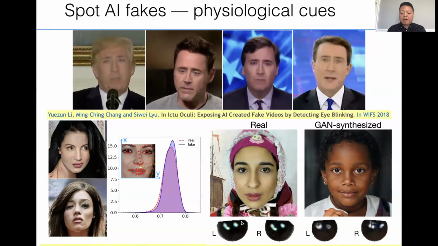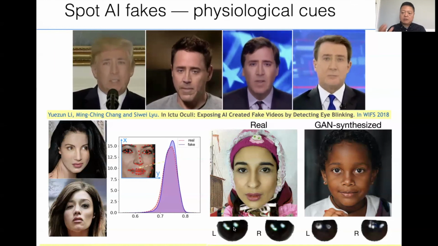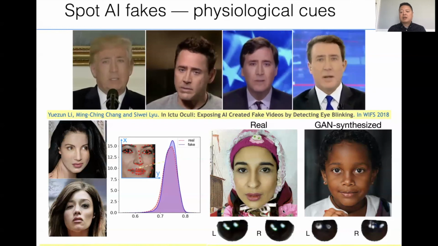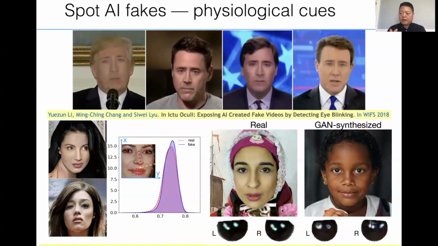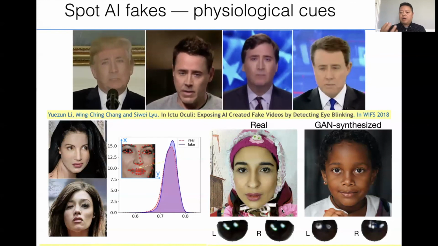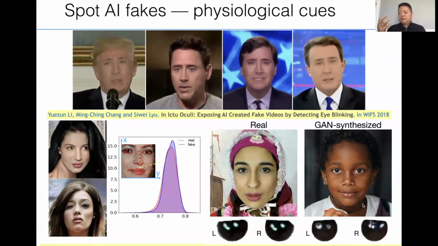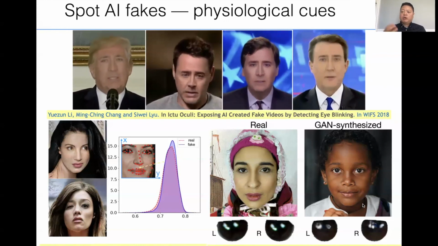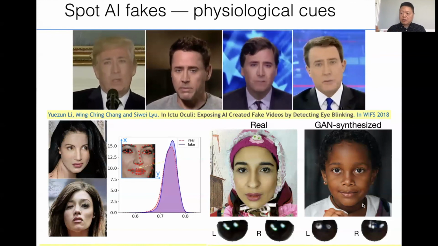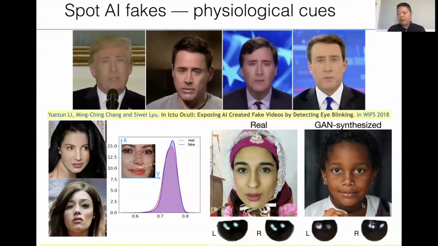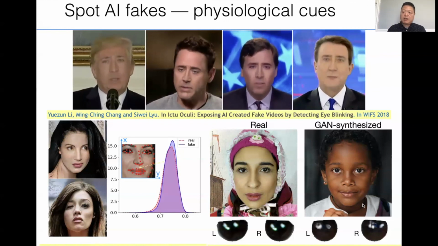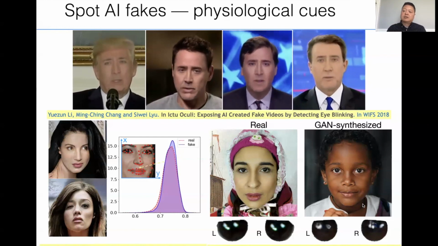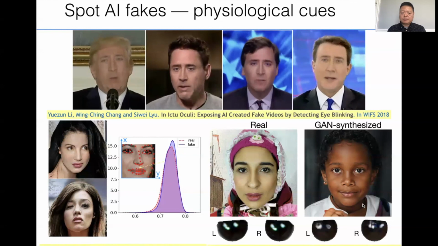So if we compare the specular reflection highlights in the two eyes, we see that faces of real people are very consistent, whereas this is not the case for GAN synthesized faces. We developed an automatic algorithm and a tool that can compare the consistency of the specular reflections of two eyes, and it turns out this is a quite effective approach to detect GAN synthesized faces.